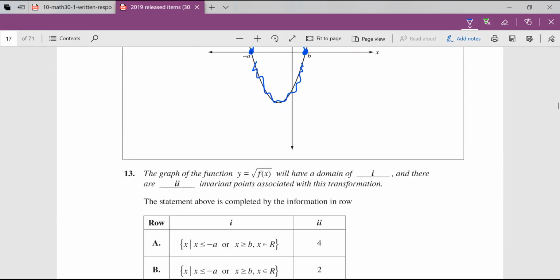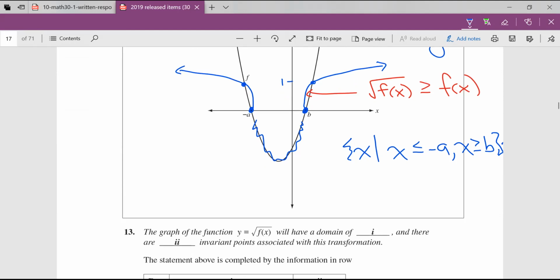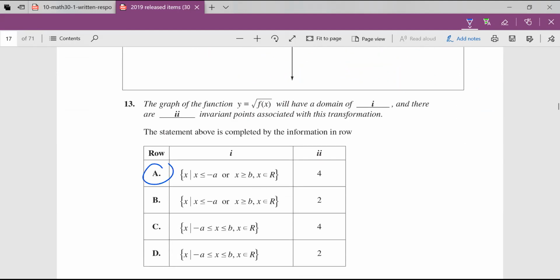Well, our new domain is to the left of negative a, including negative a. So I'm going to say x such that x is less than or equal to negative a, comma, or x is greater than or equal to b, comma, x is an element of the reals. I'm just out of room there. And in varying points, I see 4 of them. So that looks like answer A to me.